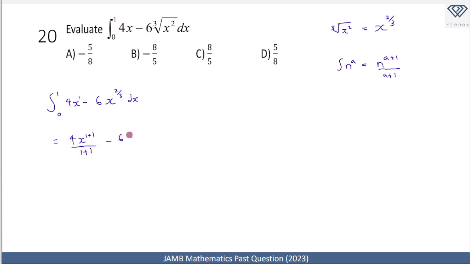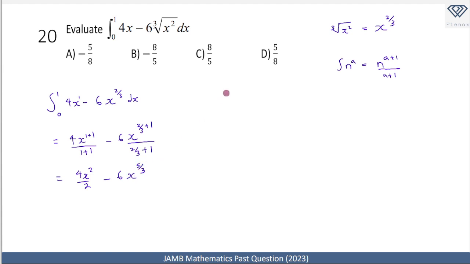The same logic applies here. This is going to be x to the power of 2 over 3 plus 1, over 2 over 3 plus 1, applying the law. So this becomes 4x squared over 2, and it becomes minus 6. 2 over 3 plus 1 is 5 over 3. So this becomes times x to the power of 5 over 3.